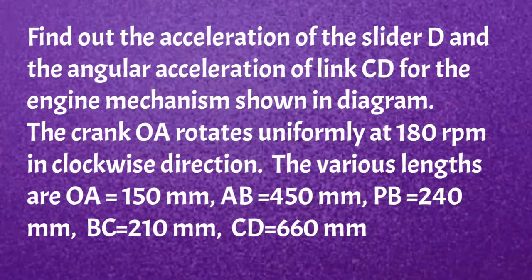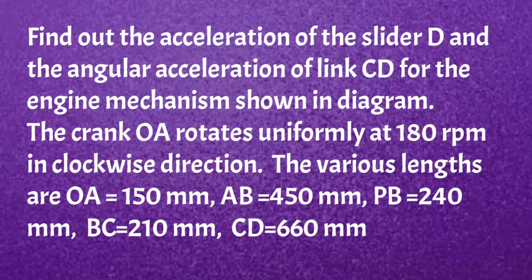Find out the acceleration of the slider D and the angular acceleration of link CD for the engine mechanism shown in the diagram. The crank OA rotates uniformly at 180 rpm in clockwise direction. The various lengths are OA 150 mm, AB 450 mm, PB 240 mm, BC 210 mm and CD equal to 660 mm. So this was the given question.